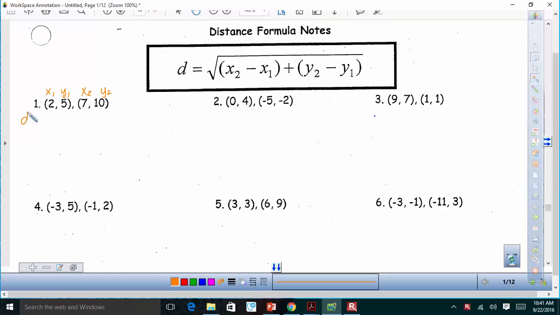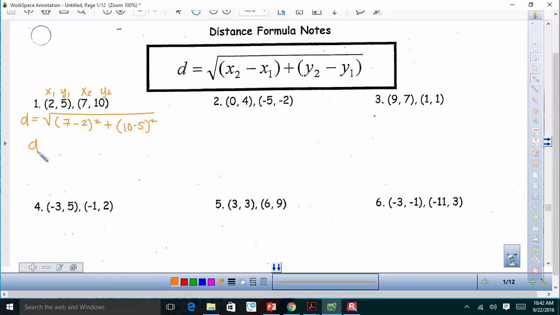So we're going to do d equals, and then put a really long square root, because everything that we do is staying under that square root. I'm going to do x2 minus x1. Here that would be 7 minus 2, squared, plus, parentheses, y2 minus y1, so that would be 10 minus 5. Close your parentheses, squared.